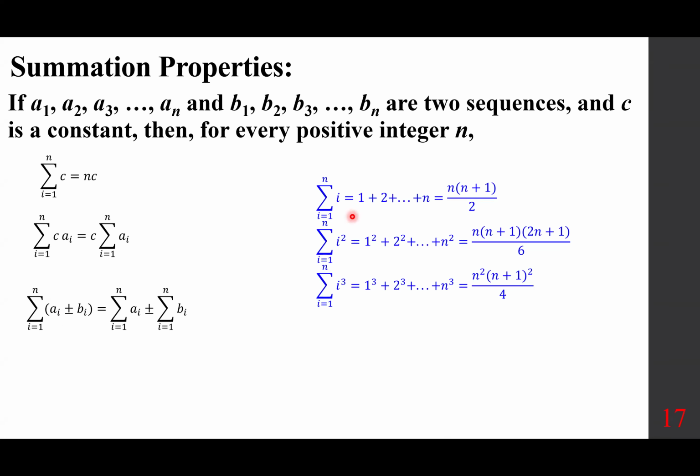Summation of i, as i goes from 1 to n, means 1 plus 2 all the way to n. It can be shown that is n times n plus 1 divided by 2. A summation of i squared, which means 1 squared, 2 squared, all the way to n squared, is n times n plus 1 times 2n plus 1, over 6. And summation of i cubed, which means 1 cubed all the way to n cubed, is really this one to the second power: n squared times n plus 1 quantity squared over 4. We are going to use this for evaluations.